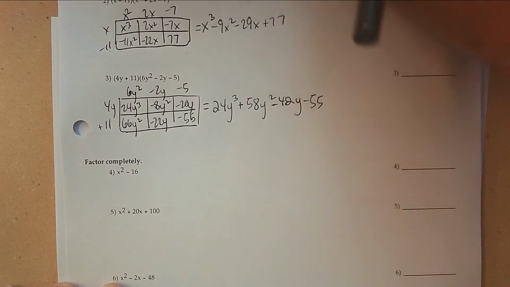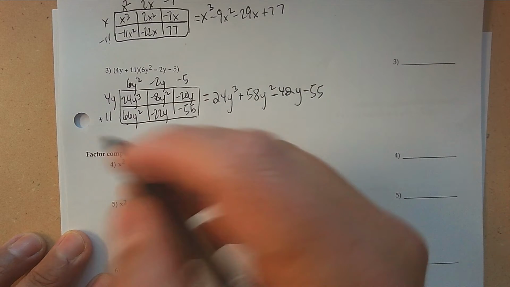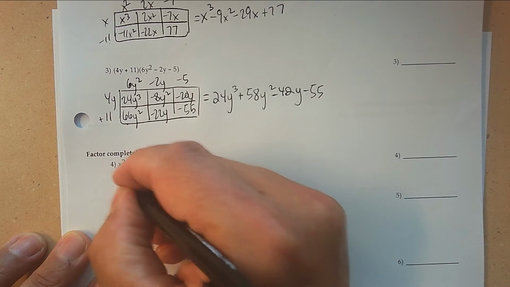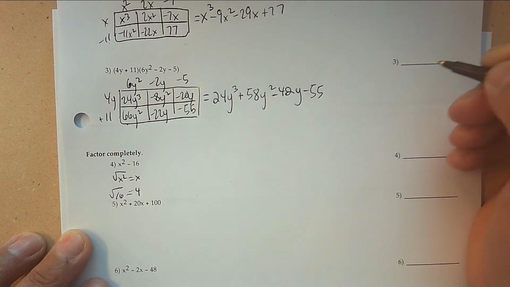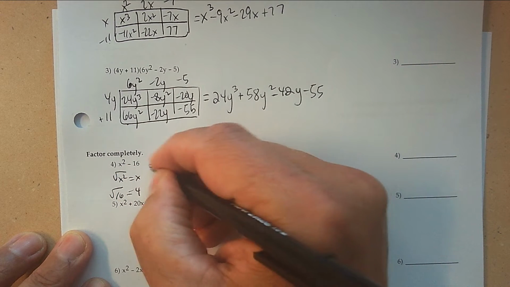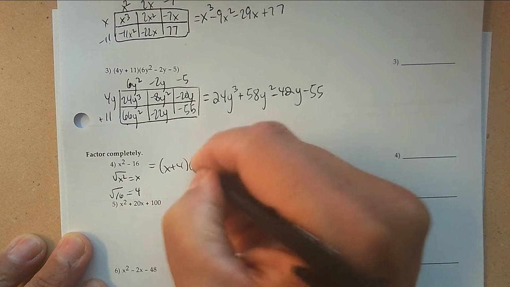Can you factor? X squared subtract 16 is called the difference of squares. We take the square root of x squared. We take the square root of 16. And then difference of squares means one's adding and one's subtracting. That's it.